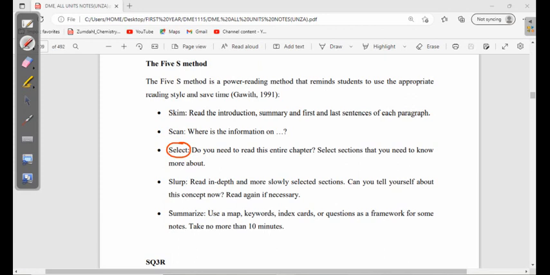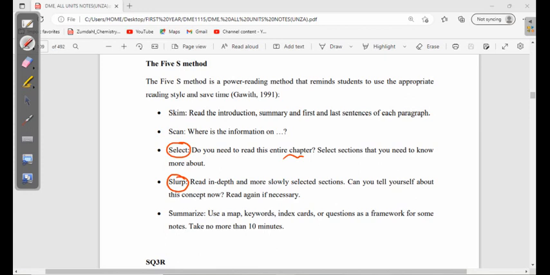After selecting, then comes the slap. So you read the selected sections in depth and more slowly. Those sections you have selected, maybe on causes or maybe effects, you now read them in depth. That is now the slap. Can you tell yourself about this concept now? Read again if necessary. So you can read again if you've tried to forget. If the important sections you selected, you've read them in the slap and you've still forgotten, you can read again to see if you can remember.